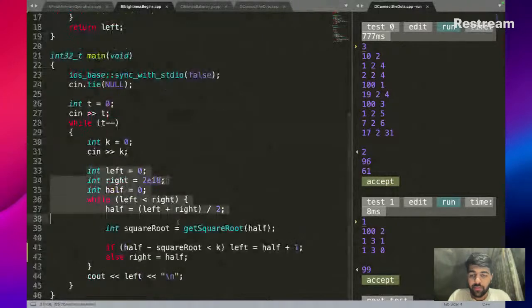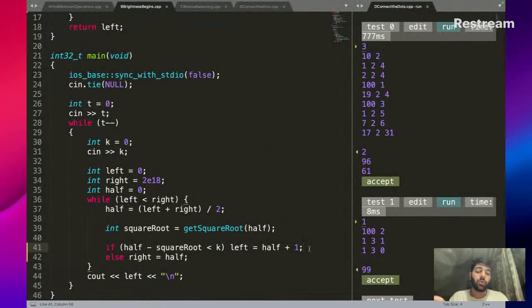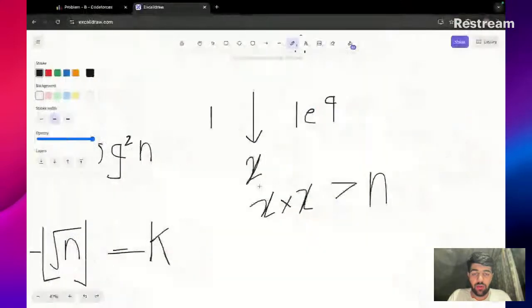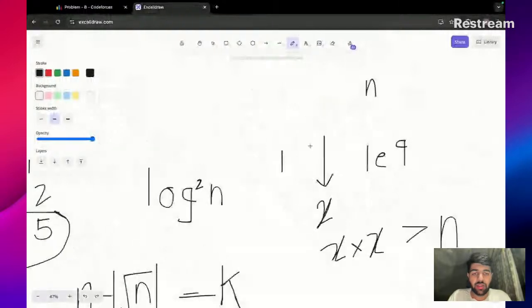Here I'm binary searching and getting the square root. If mid minus square root is less than k, it means the answer is not possible yet, so left is equal to mid plus 1, else right is equal to mid. Basic binary search stuff, where right goes till the point where an answer is possible.